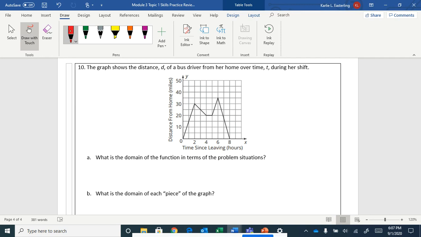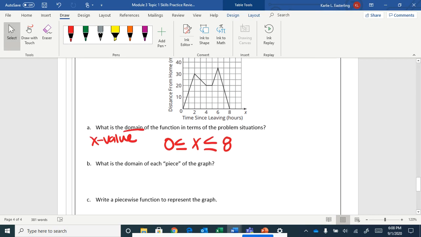So our overall domain, and domain is our X values that we have shown on our graph. So we're starting at 0, and we're going to include 0 because we have a distance at 0. It's 0. And we're going to have our X value, and we're going to include 8 because we have a distance at 8 hours again. It's when we're back at home, our distance is 0 again.